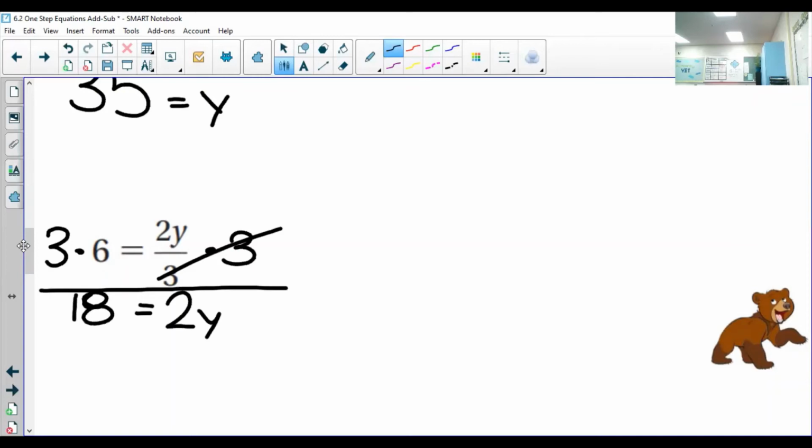Okay, I'm not done because I still have a 2 next to the y. So how do I get rid of that 2? The opposite of multiply is to divide. So we're going to divide both sides by 2.